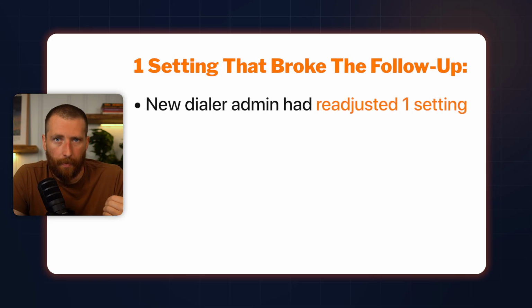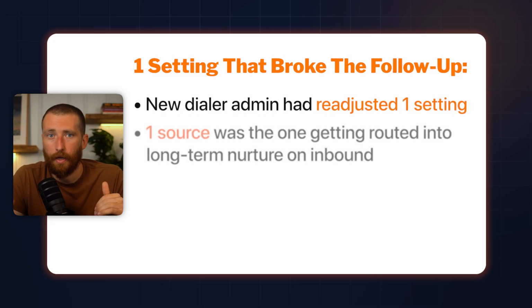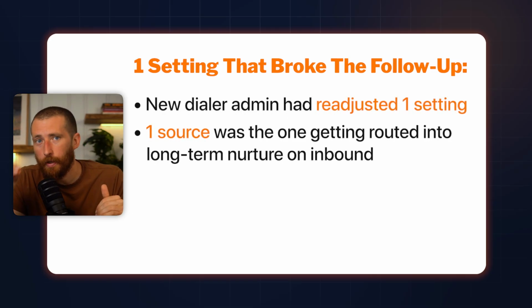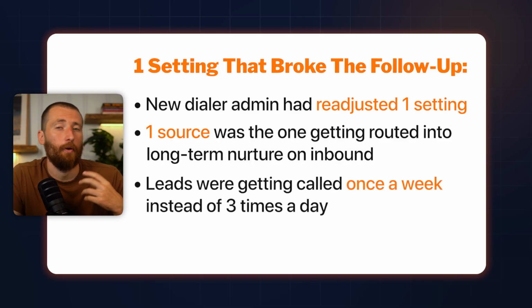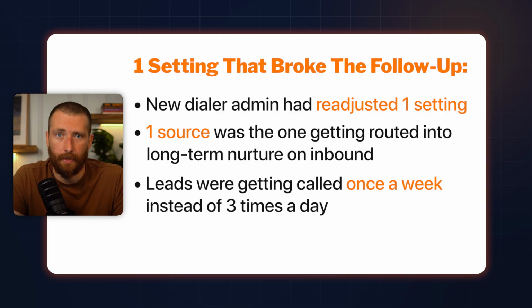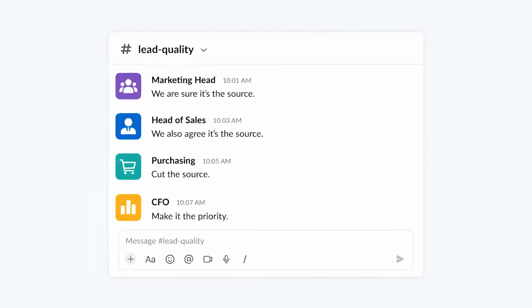The new dialer admin had readjusted one setting, and that one source was the only one getting routed into a long-term nurture on inbound. So their leads were getting called once a week instead of 3 times a day. That's it. That's the whole thing. They fixed it, and the source went right back to being one of their best sources. And they were literally this close to cutting them.